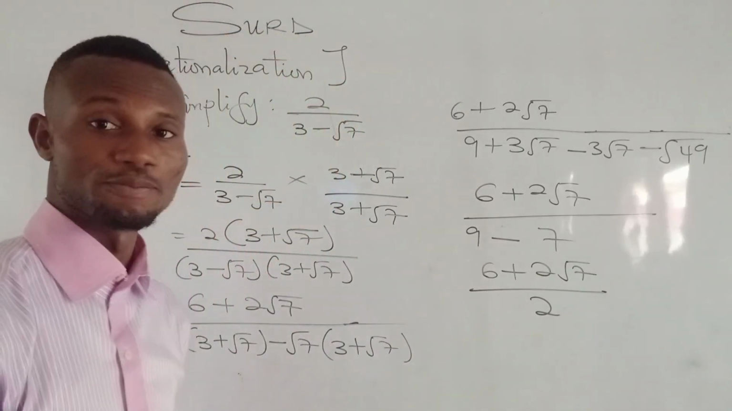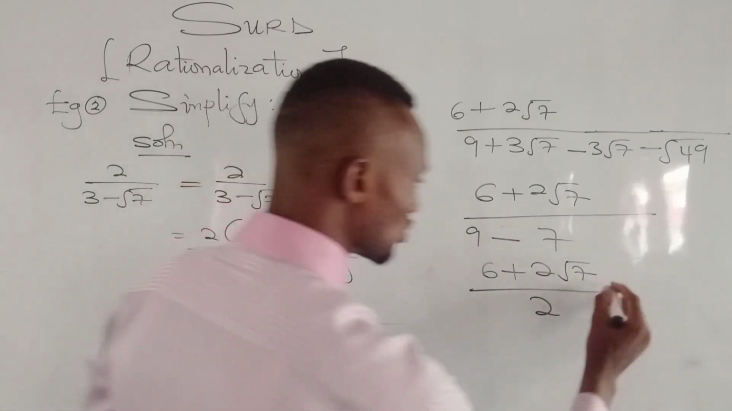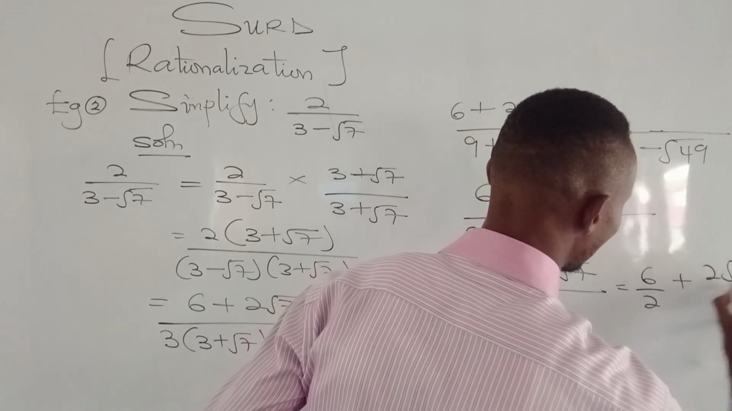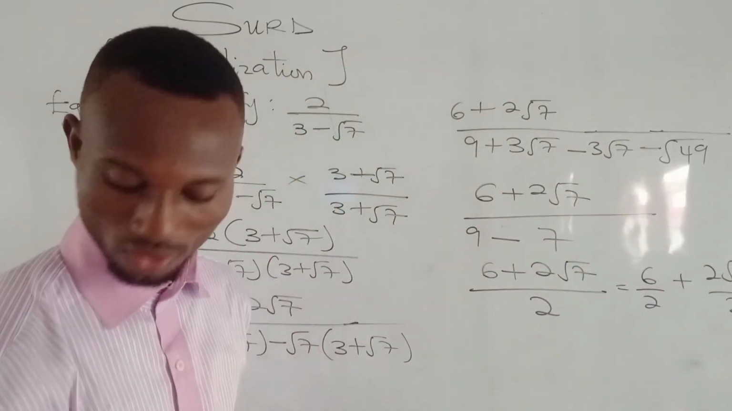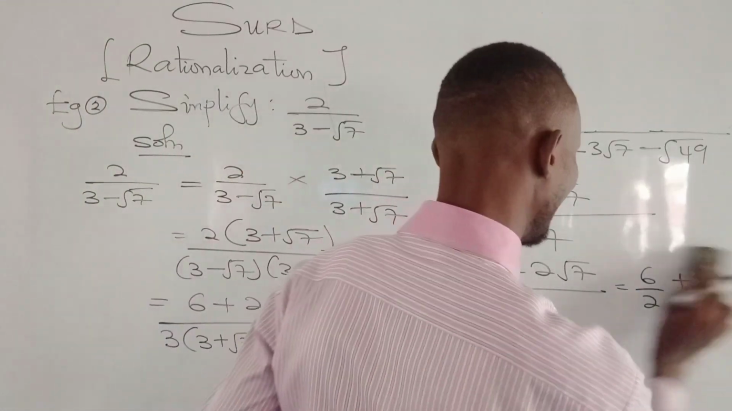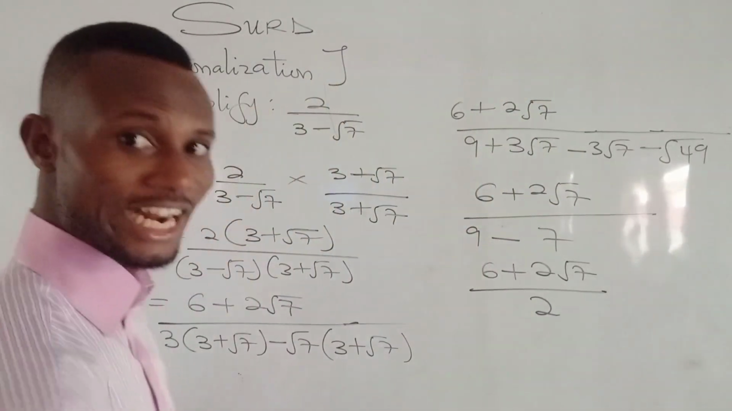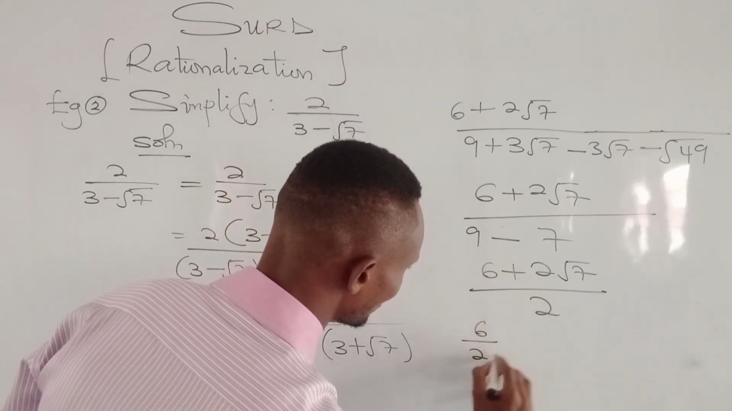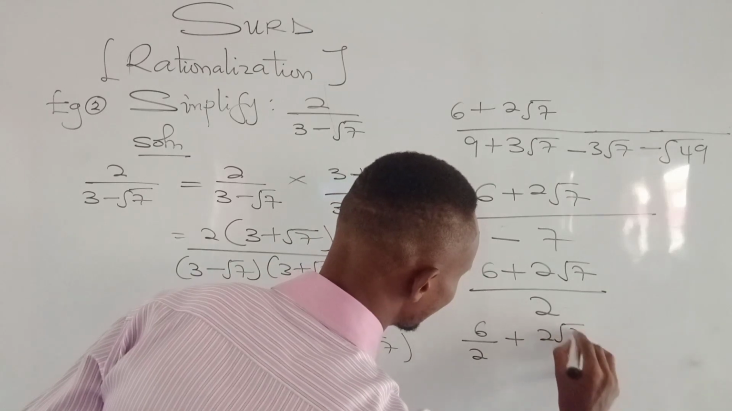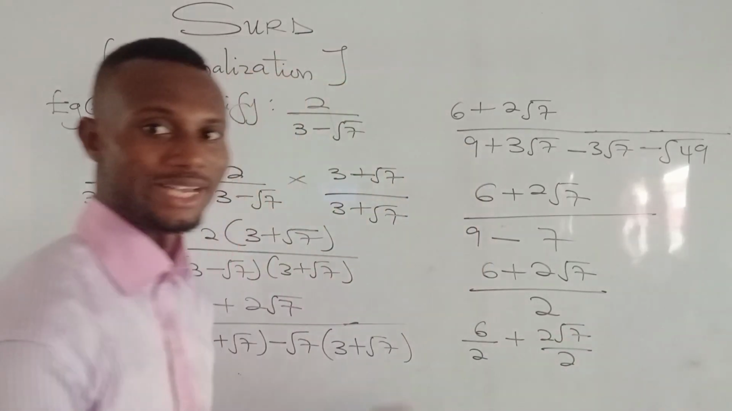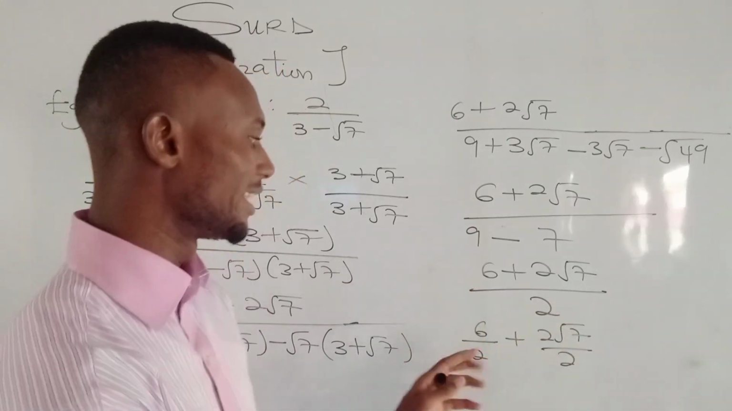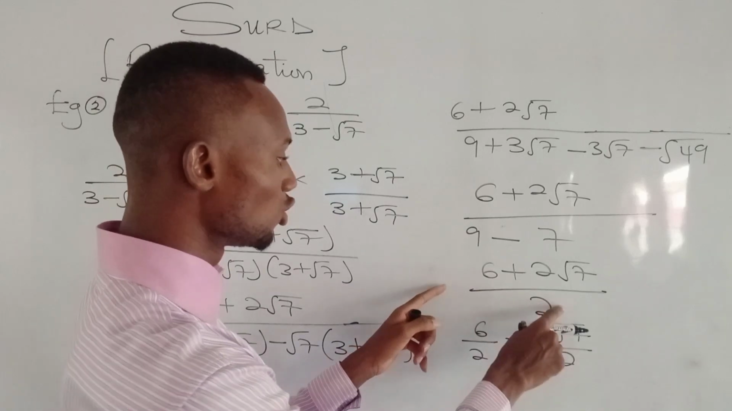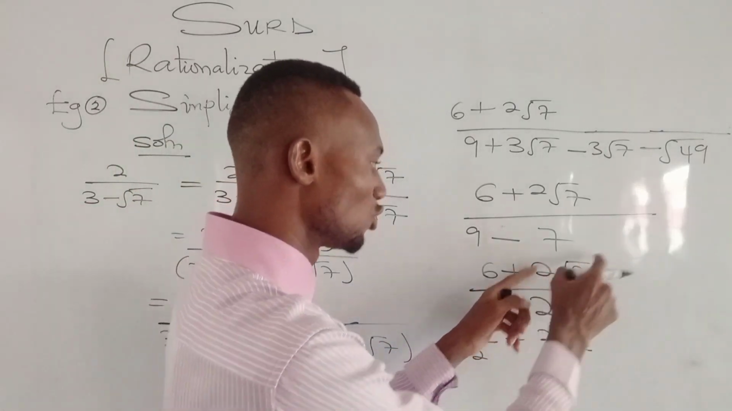So how do we simplify further? We are going to write this as 6 over 2 plus 2 root 7 all over 2. I can see it's not clear, so let me clean it and write it well. So now I'm saying that we can write this as 6 over 2 plus 2 root 7 all over 2. I hope it's clear to you. Now what we did is that we have 6 plus 2 root 7 all over 2. So the 2 affects the 6, and the 2 affects the 2 root 7 as well.